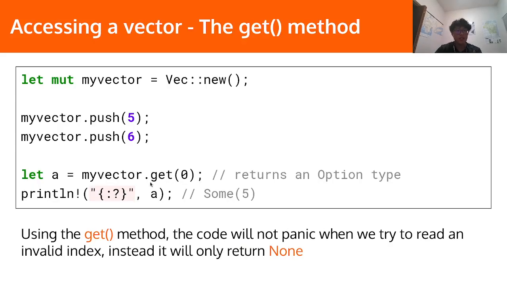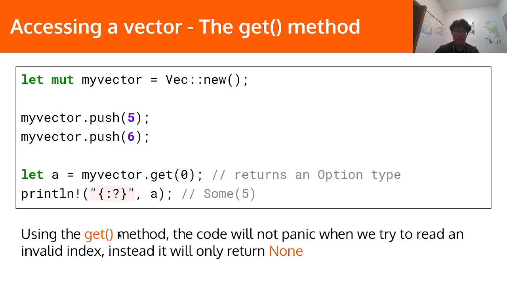This get function returns an option type, which means when I give it a valid index, it will give me a Some with the value wrapped inside. So when I do get 0, I will have Some 5 wrapped inside. And if I get an index that is out of bounds, instead of panicking, the code will just return me a None. So in this case, A will be None. Again, don't be too worried. I'll demo this in the code demo right after this.